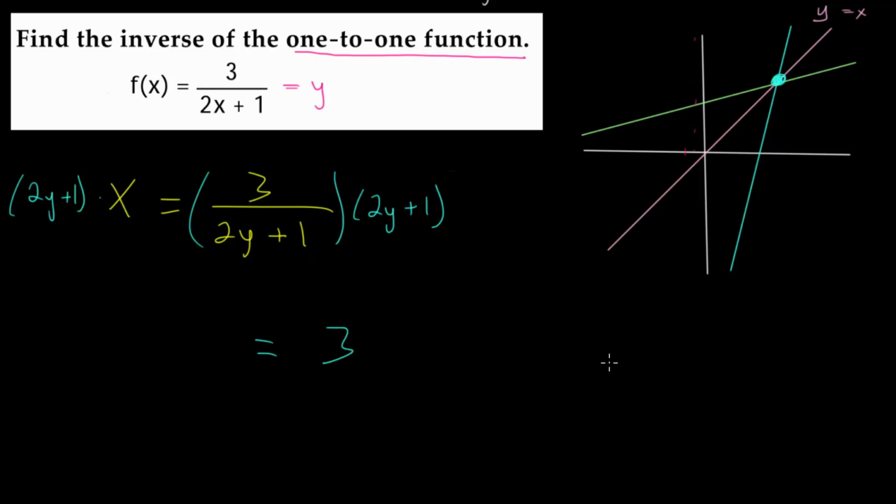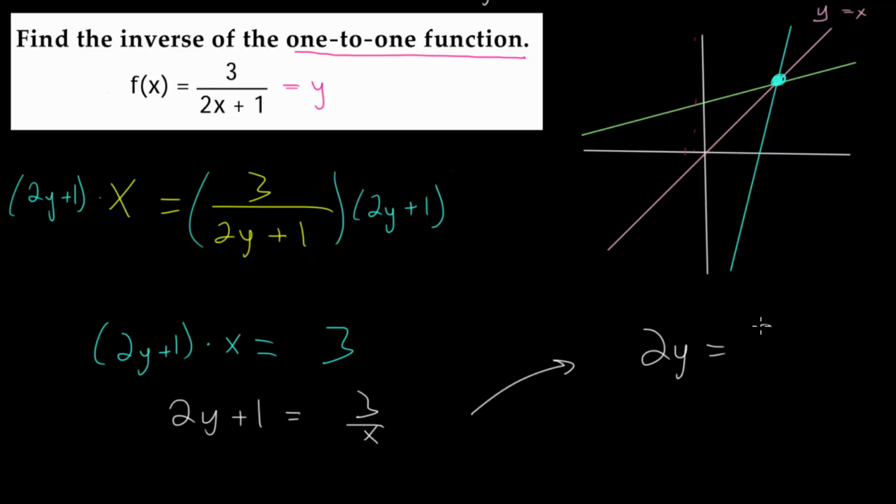We just get 3. And on the left-hand side, I will first just rewrite this, 2y plus 1 times x. Since we need to solve for y, we can divide each side by x, so that we get 2y plus 1 is 3 over x. And let's subtract 1 on each side. So we get 2y is 3 over x minus 1. And dividing everything by 2, y is 3 over 2x minus 1/2.